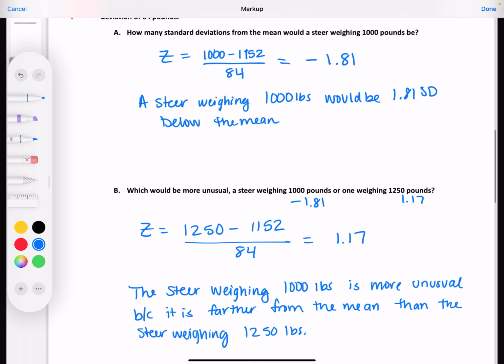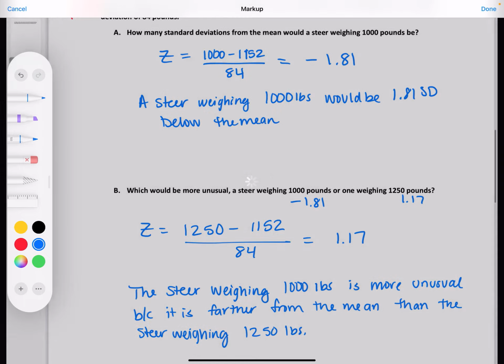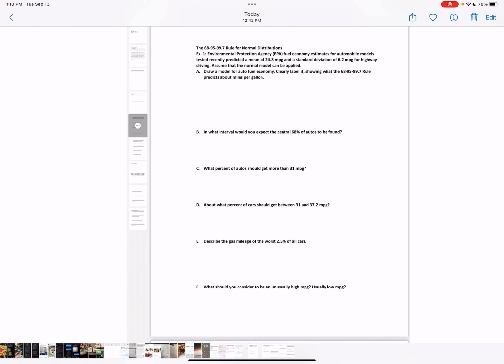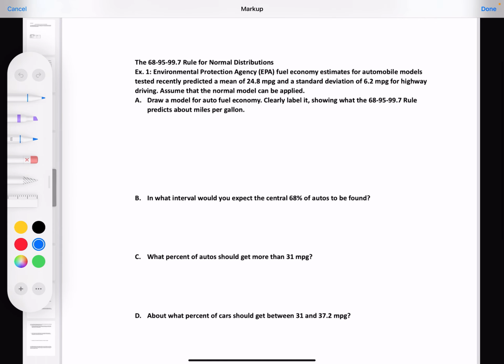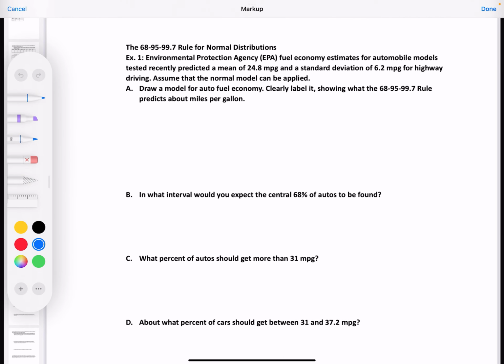All right, we'll go ahead and do the next problem, and then that's where we're going to stop for today probably, because the next stuff is calculator, and I'd rather do all the calculator stuff in one day. These aren't bad though.